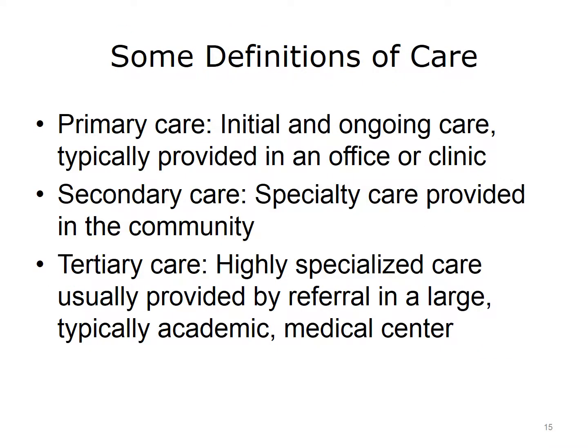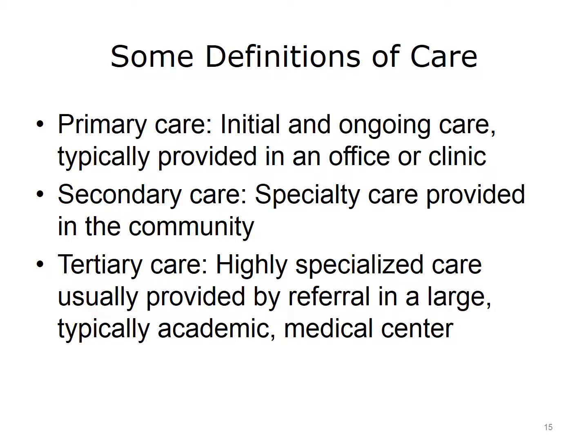It is also important when talking about health systems to understand the different types of care: primary, secondary, and tertiary. Primary care is that initial and ongoing care that is typically provided in a physician's office or in a clinic, and is sometimes provided by non-physician practitioners. But primary care is also the ongoing longitudinal care that may take place in a clinic or in an academic medical center.